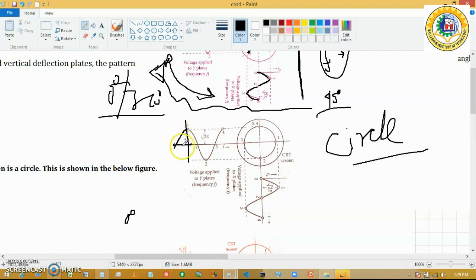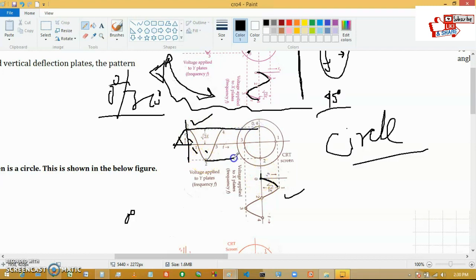Okay, you can see this is the 90 degree phase difference, and it is starting from 0. This waveform and this waveform have a 90 degree phase shift. This is 90, this is 90, this is 90, this is 90, total 360 degree. So there is a 90 degree phase shift between them, and in that case here is this point, in that case here is this point.